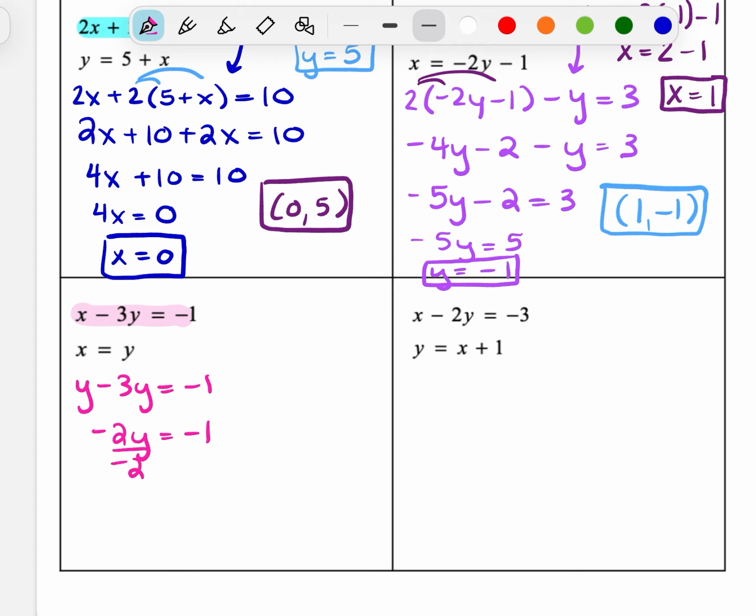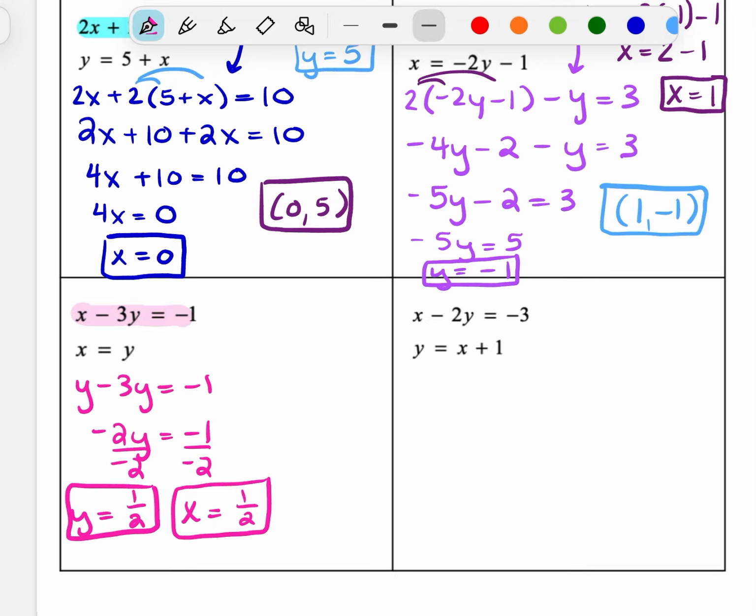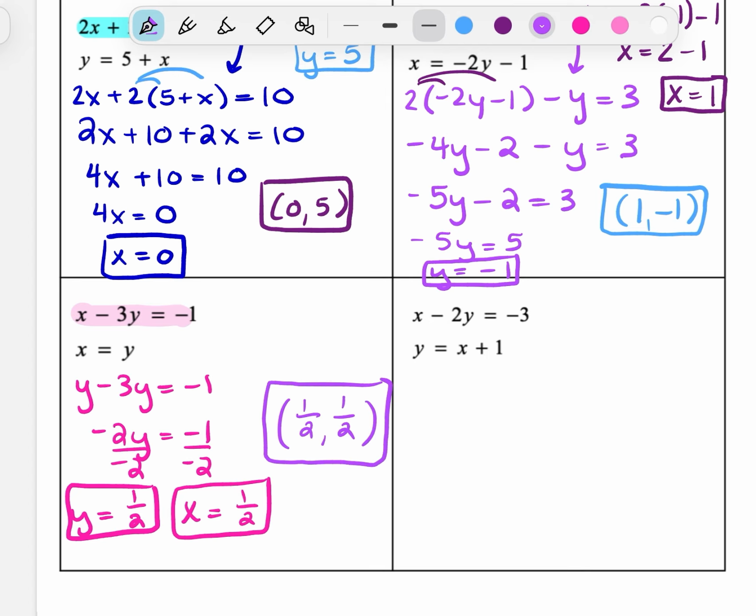Divide both sides of my equal sign by negative 2. y is equal to positive 1/2, which means that x is equal to positive 1/2. So my solution point is (1/2, 1/2). When we graph both of these lines, they're going to intersect at the point (1/2, 1/2).